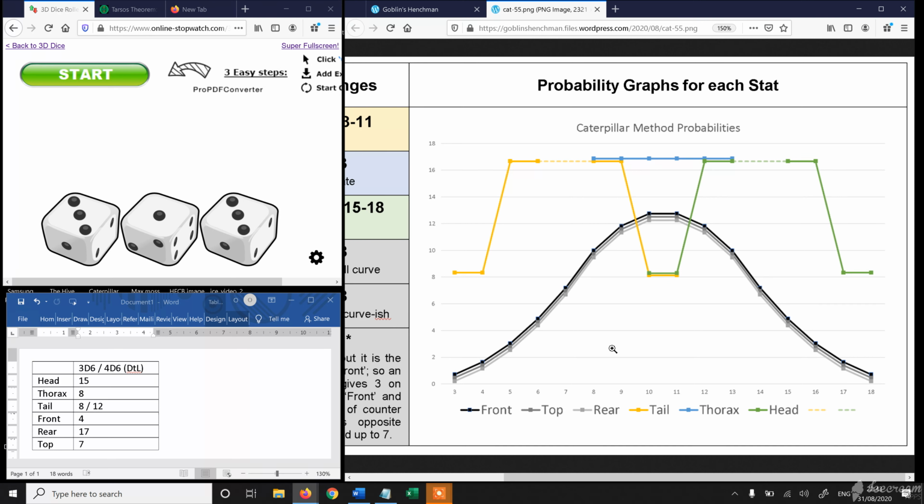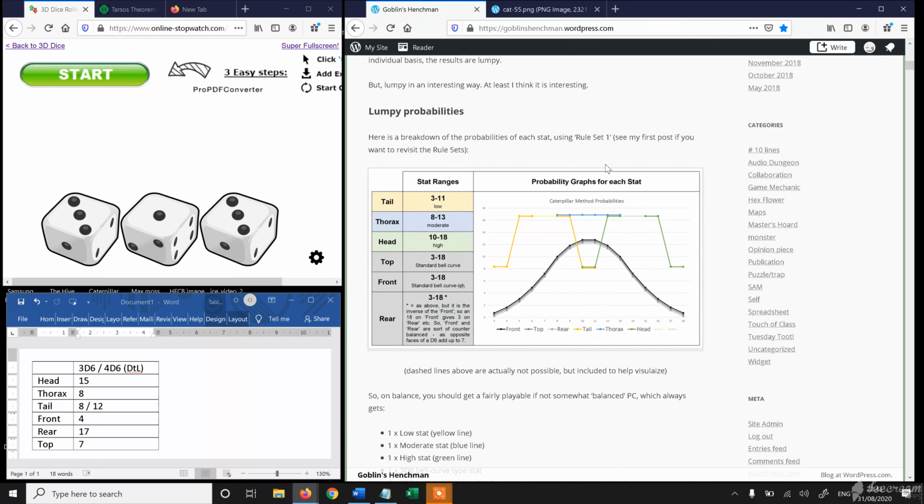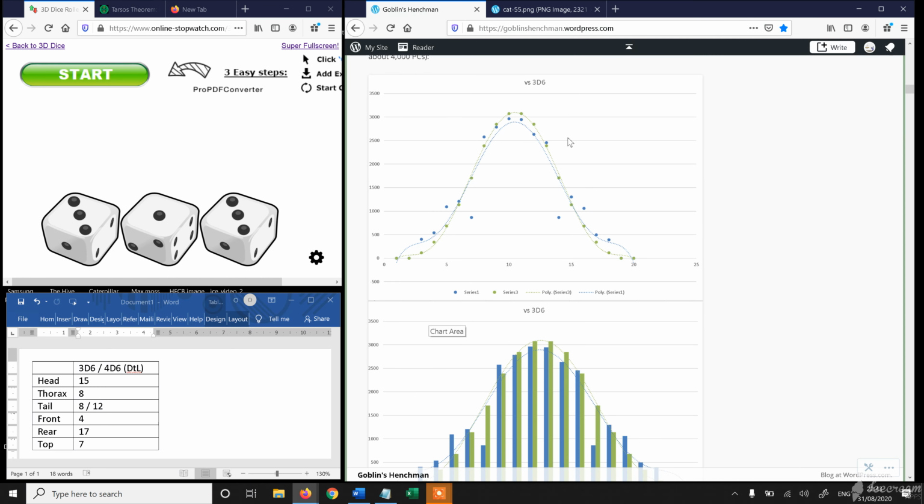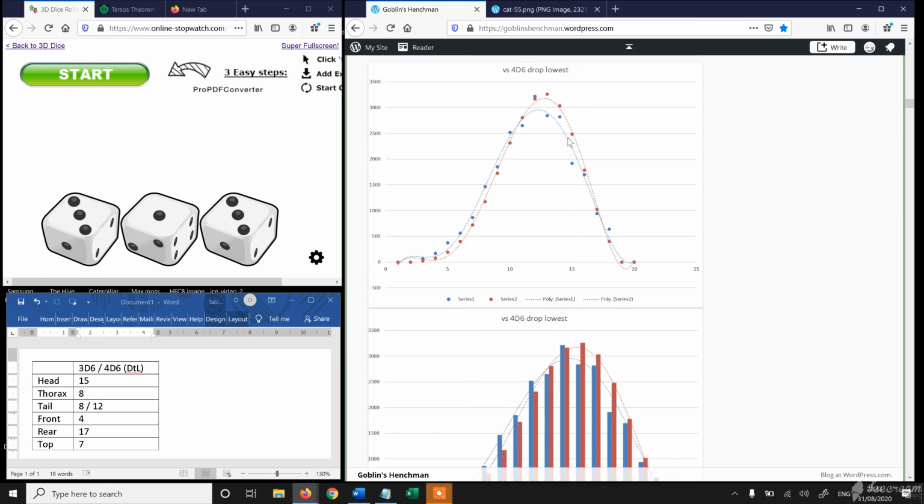So if you're looking for something different and something that isn't crazy, it's not going to break the system, but it's going to give you a character with at least one good stat, then you could give this a try. Just to show you, did I show you these bell curves? Here we go. This is where I model the system against the standard ranges. Anyway, give it a try.